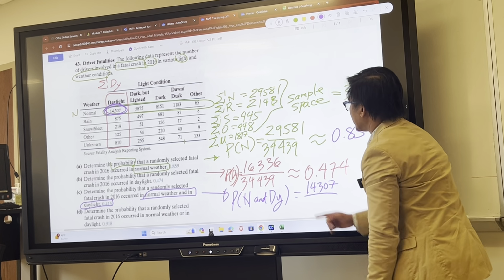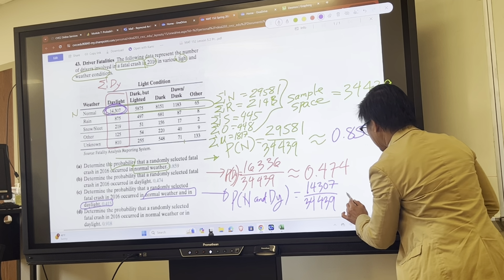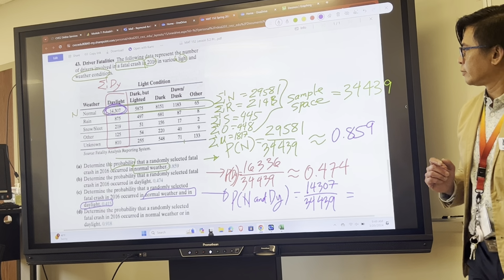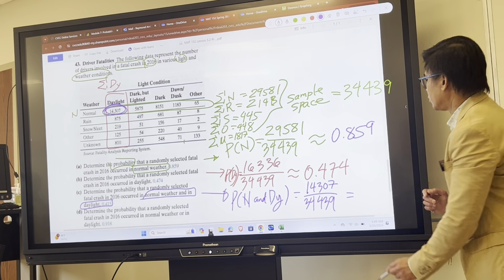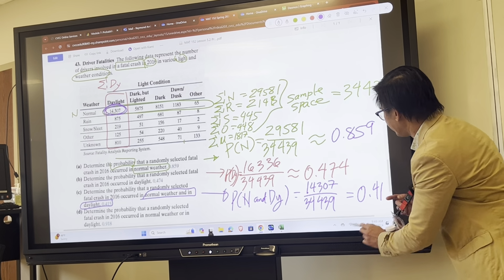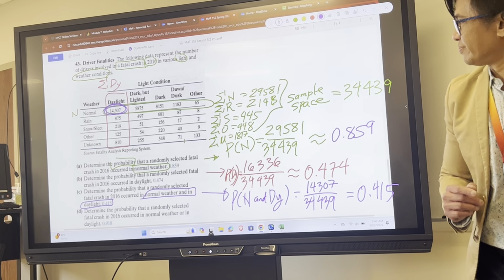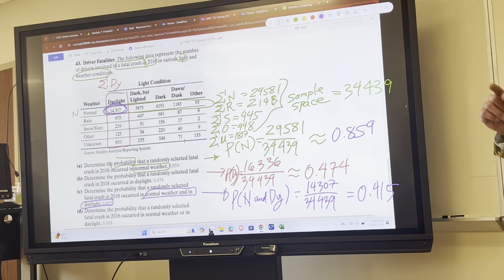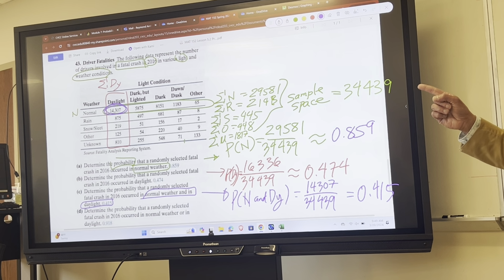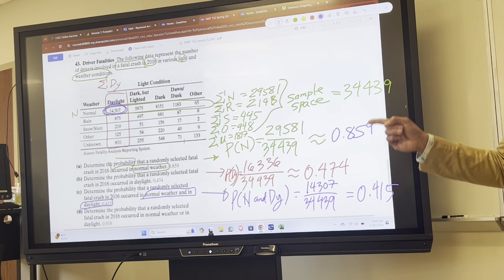So that's what one? 14,307 divided by how much? 34,439. And how much is that? 0.418. Okay. So in there it says 415 or 418. Yes. Approximately. Good. And the last one, letter D. What is the probability that the fatal crash occurred in normal weather or in daylight?